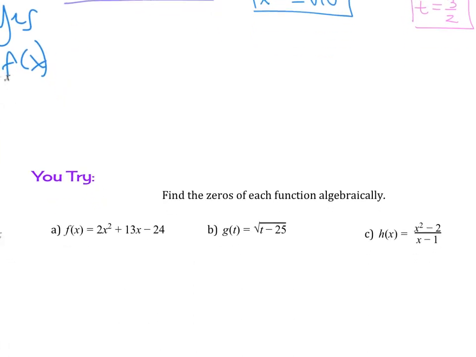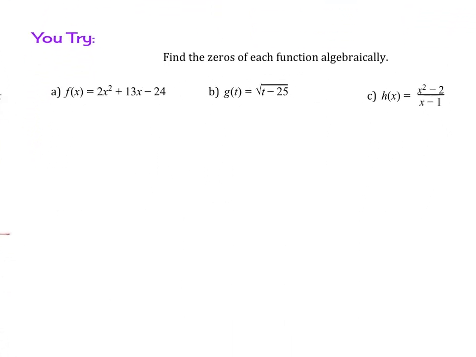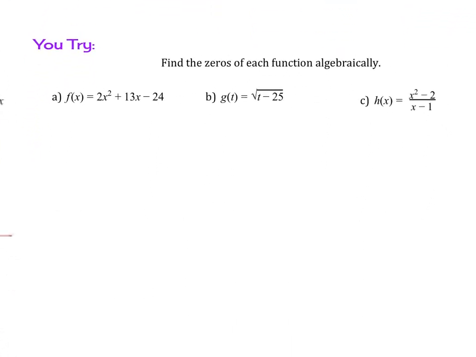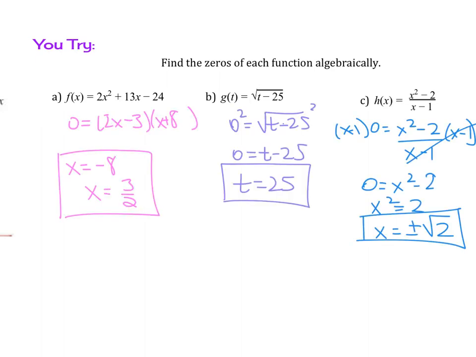So go ahead and try these examples down here. Pause the video, and I'll have the answers for you when you come back. If you tried these out, you would have gotten, for letter A, x is negative 8 and 3 halves. For B, t equals 25. And for C, x equals plus or minus square root of 2.